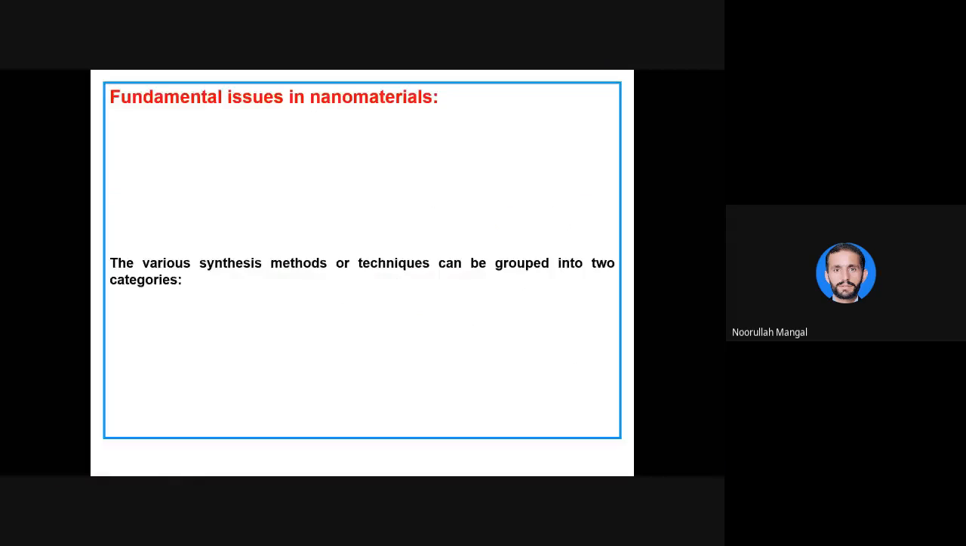Sir, velocity, force, entropy, etc. Acceleration. Yes, please.